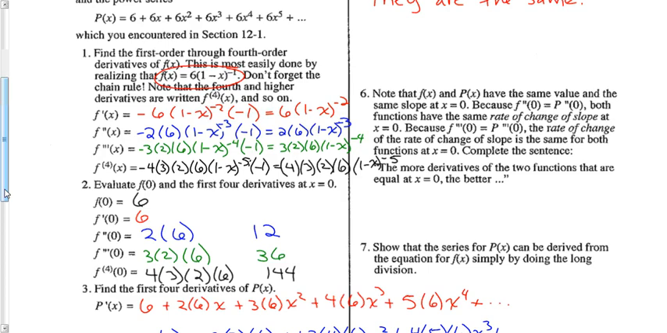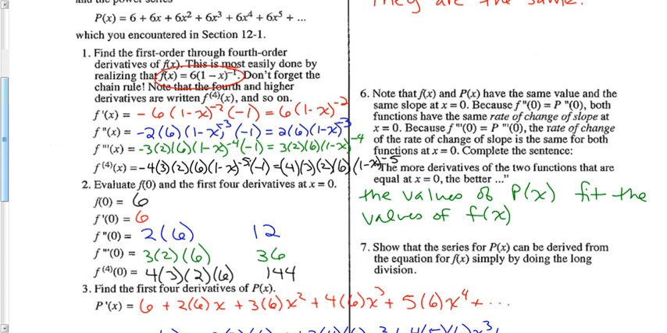So basically, the better the functions fit each other, to say it properly, the better the values of p fit the values of f. But we need to be a little bit more specific. It's not for everywhere. We've really only looked around x is equal to 0. So it's really only for values of x close to x equals 0. And if you need to pause to finish writing, go ahead and pause.